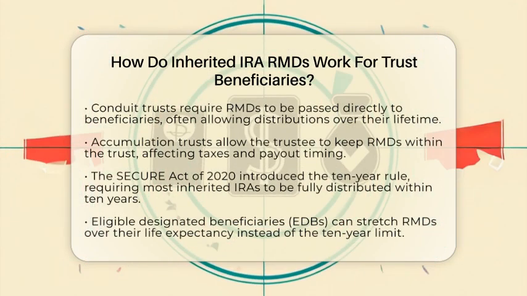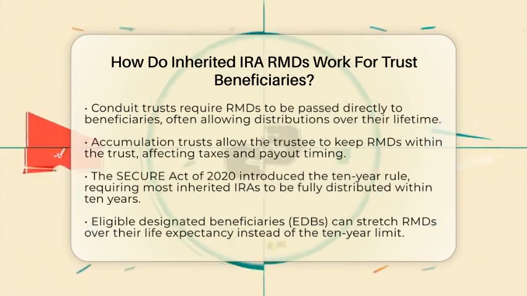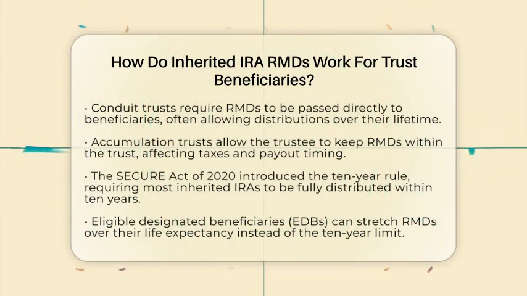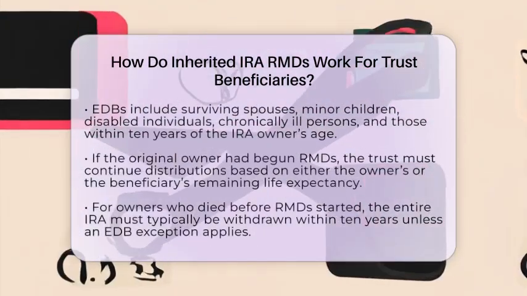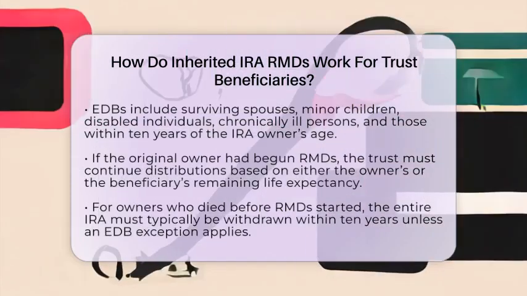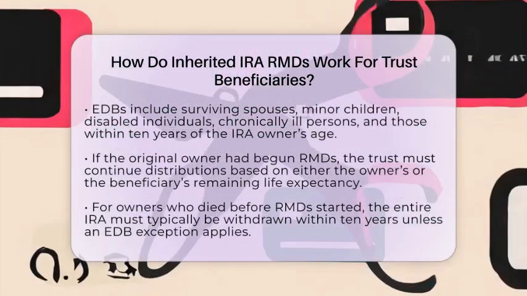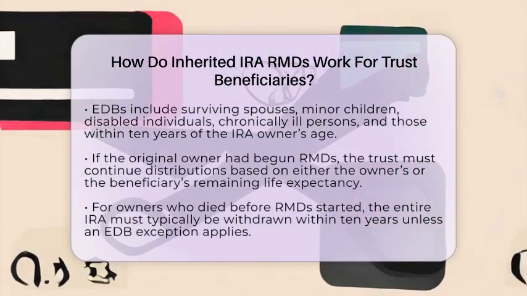However, if the trust's beneficiaries qualify as eligible designated beneficiaries, or EDBs, they can stretch RMDs over their life expectancy instead. EDBs include surviving spouses, minor children until they reach the age of majority, disabled or chronically ill individuals, and people not more than 10 years younger than the IRA owner.